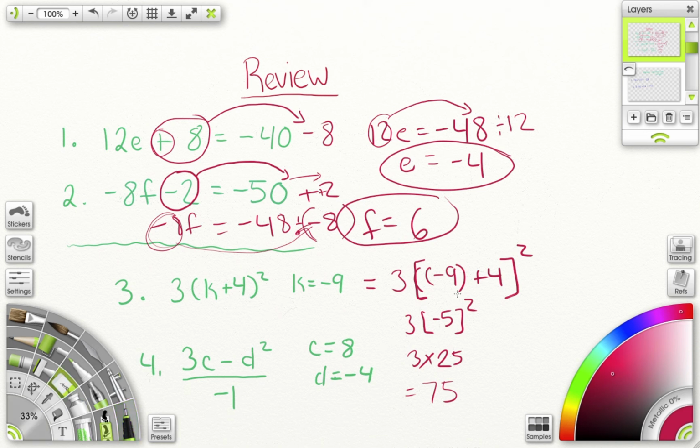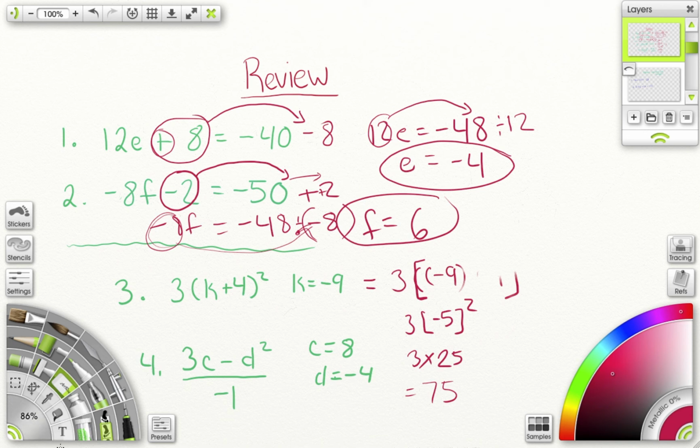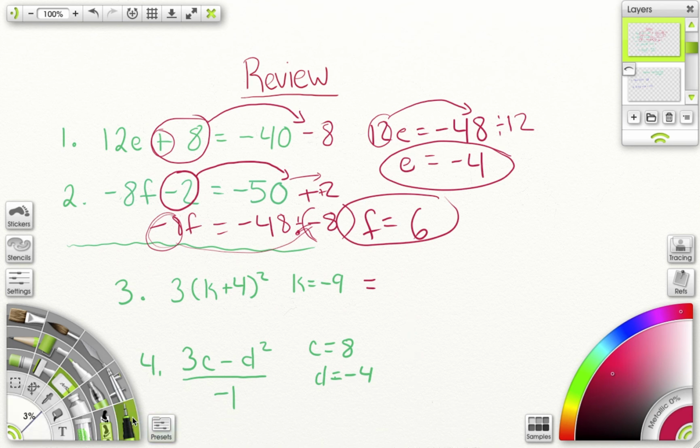So what I'm going to do, I'm just going to erase this part and just put the answer, just so we have more room for the last question. So our answer is 75.